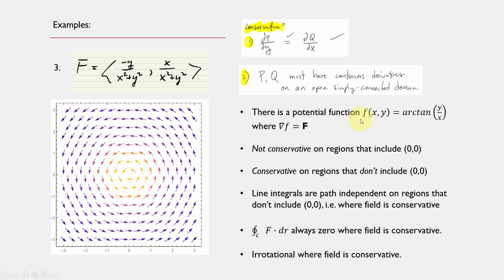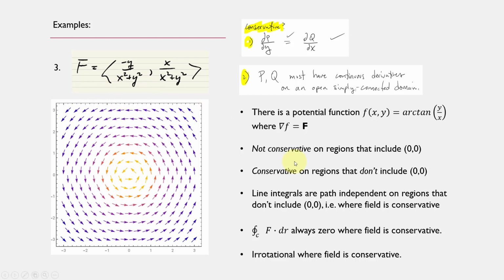So there is a potential function, f of x, y. It happens to be arctangent of y over x. I can do this in another video where we reconstruct what that function would be, but you could just confirm right now that if you took the derivative of this with respect to x, you get this first component, and if you took the derivative with respect to y, you would get this second component. So the gradient of the arctangent of y over x is this vector field. This function, arctangent, is the potential function.